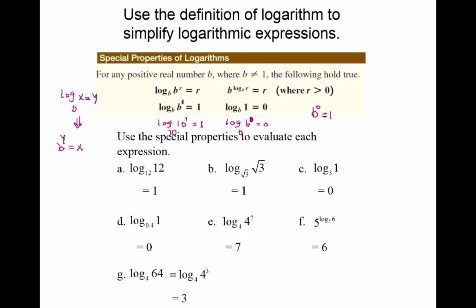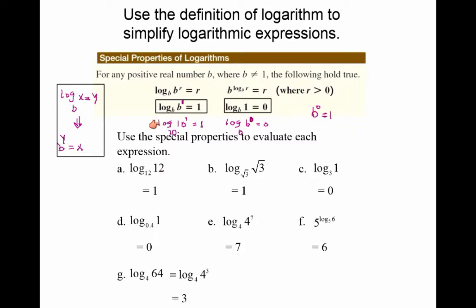So these are the ones that you want to remember: that log of 1 is equal to 0, and log of b, as long as the base is the same, is equal to 1. But you really can derive this very quickly using the fact that we can convert the logarithm into its exponential and get these results. So let's take a look at these examples. Use the special properties to evaluate each expression.